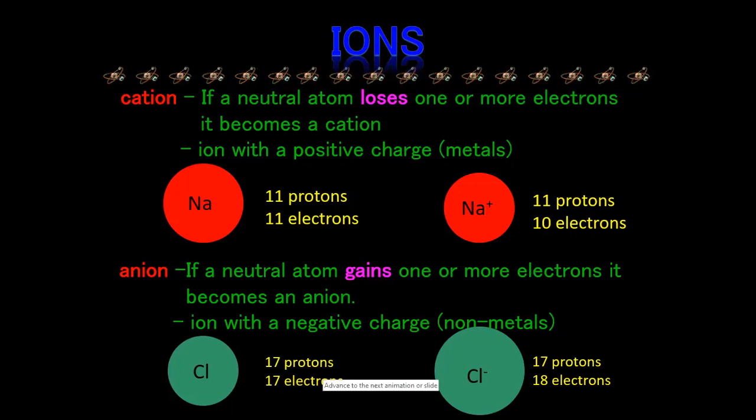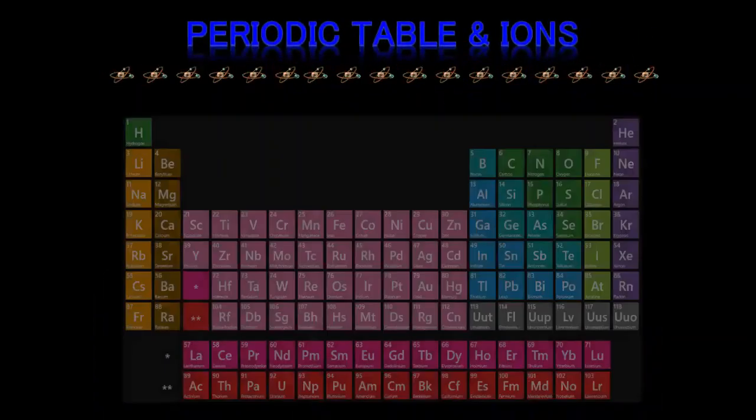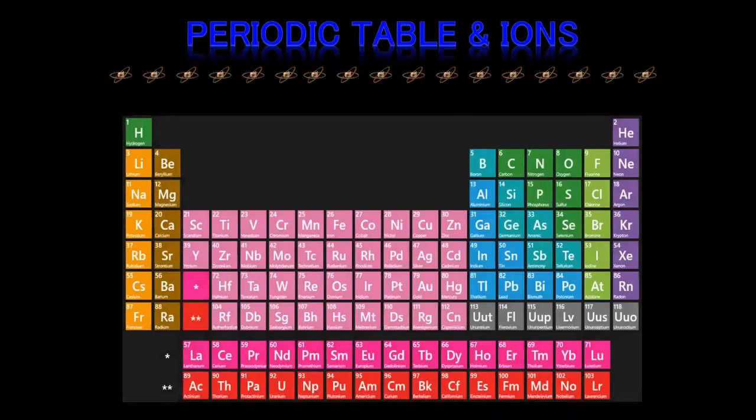Let's move on to the next slide. Now, the types of elements that form cations are the metals on the left side. So these are the cations, those elements on the left side. So these are all metals.